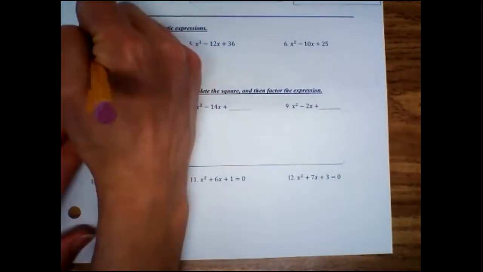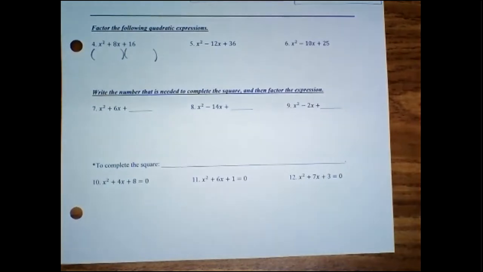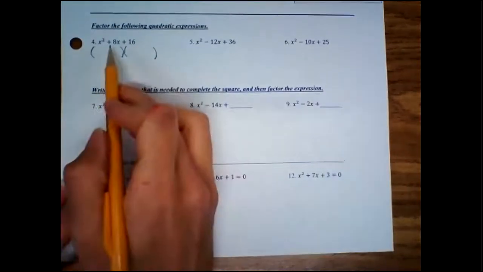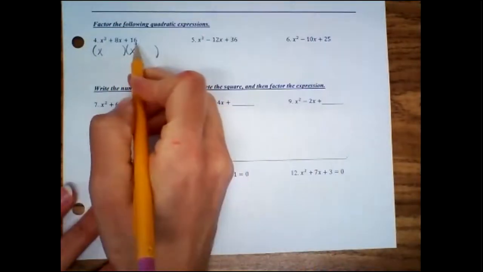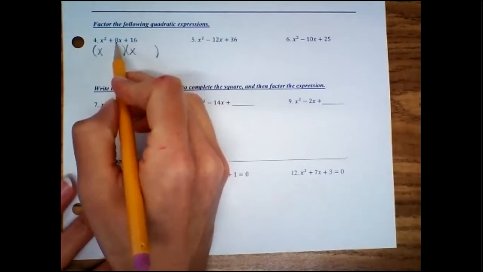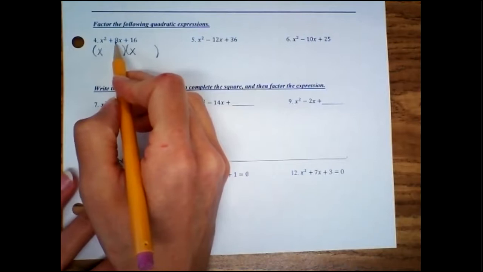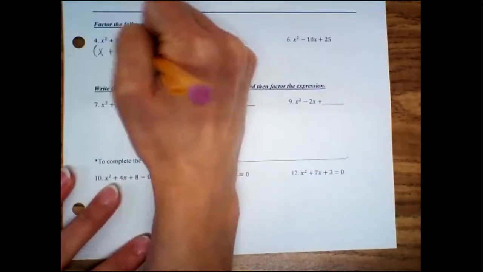And it's going to start out like this. You're going to draw your 2 empty sets of parentheses. So for this one, you're breaking it apart. So the x squared is going to be x times x. And then you need 2 numbers that multiply together to be 16, but add or subtract to be 8. So what did you all put? 4. And you would need to add them because 4 plus 4 is 8.